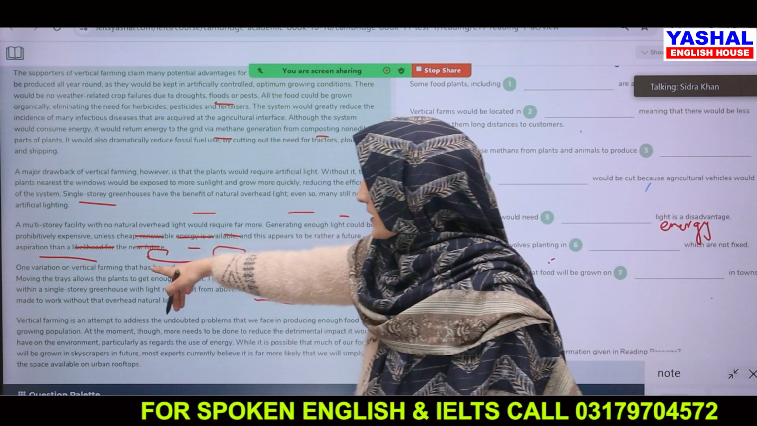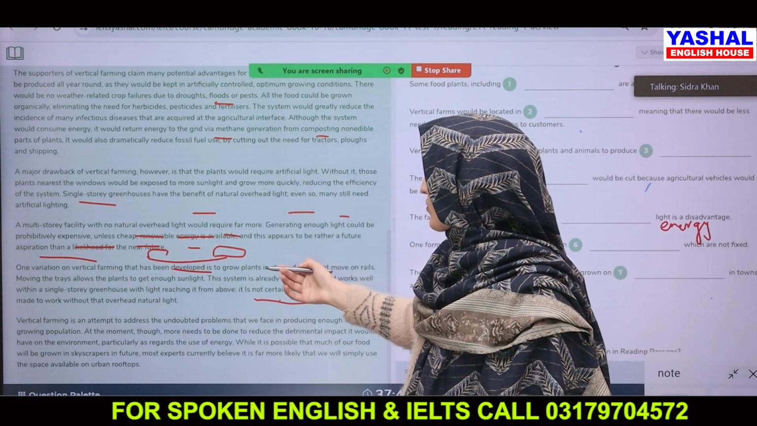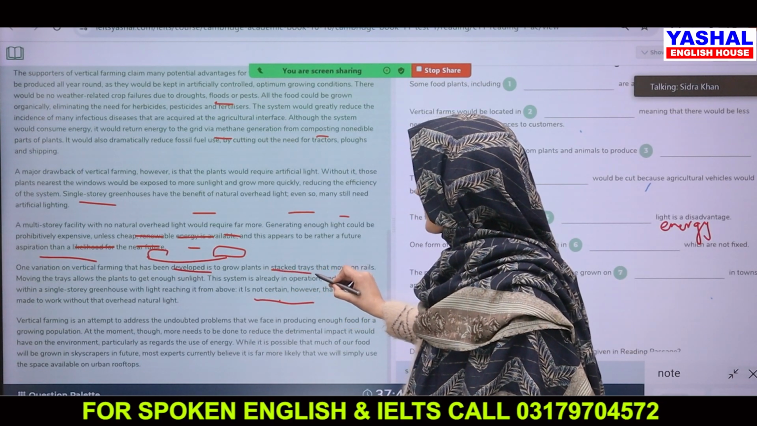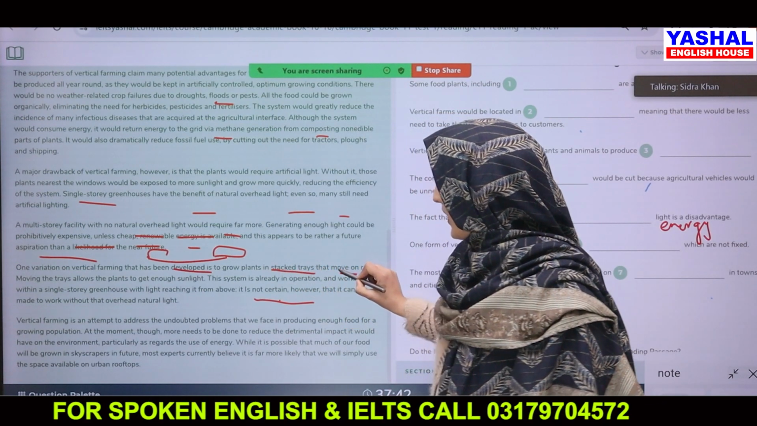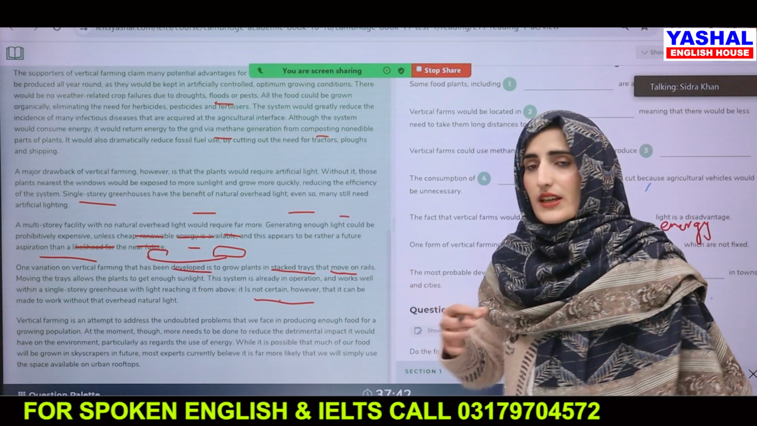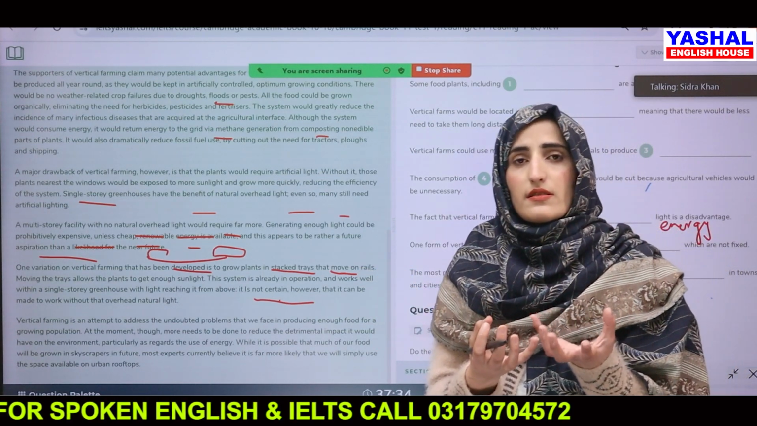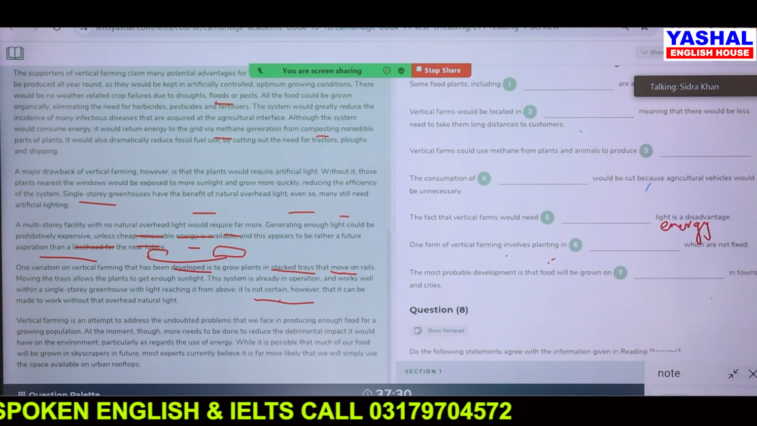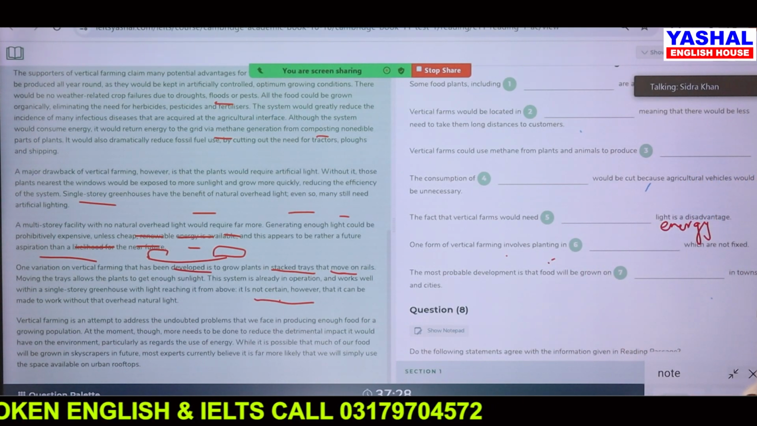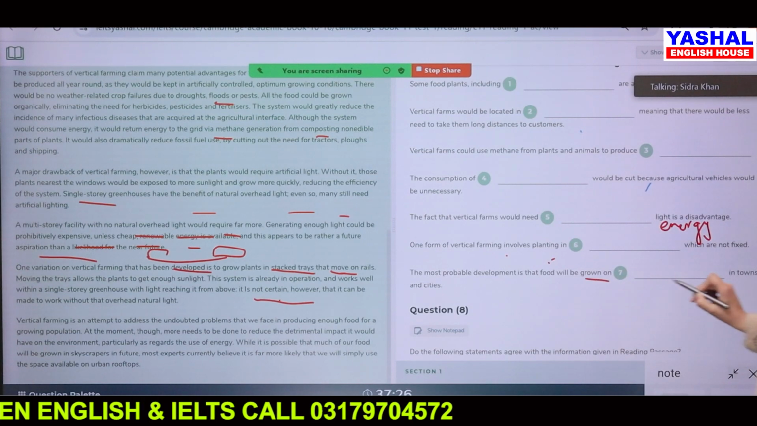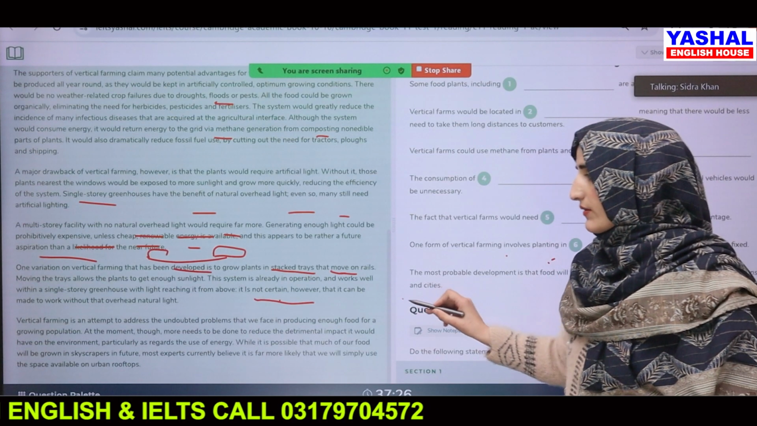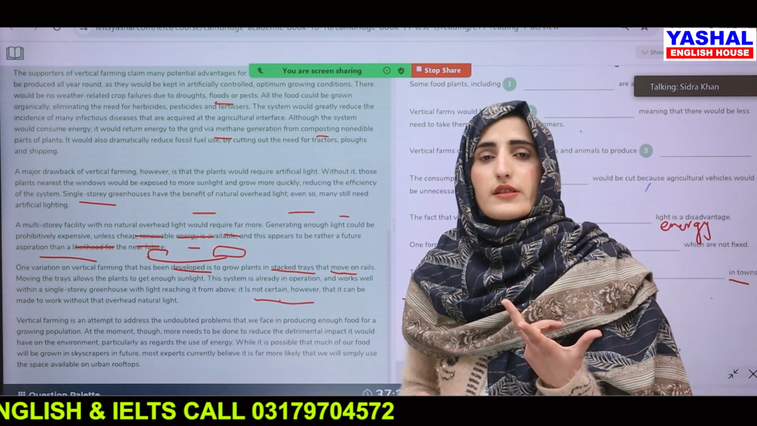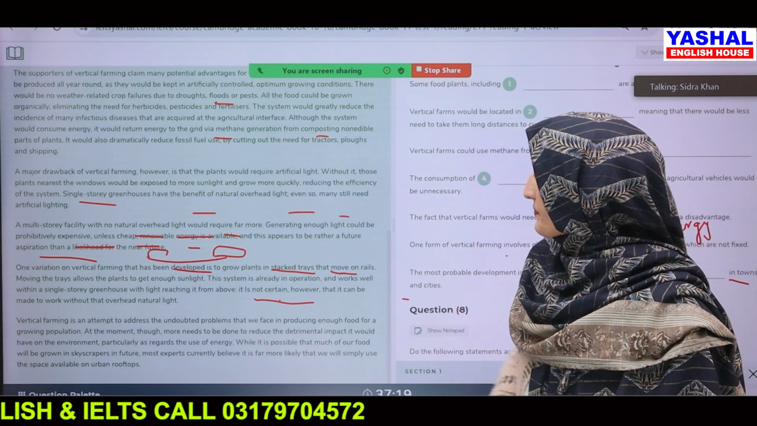One variation on vertical farms that has been developed is to grow plants in stacked trays that move on rails. अब देखिए क्या चीज move कर सकती है? Which thing is movable? Stacked trays. These are movable. The last one is the most probable development is that food will be grown on dash in towns and cities. कि food कहाँ पे grow कर सकता है in towns and cities.